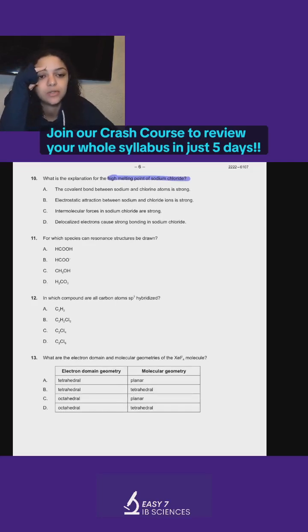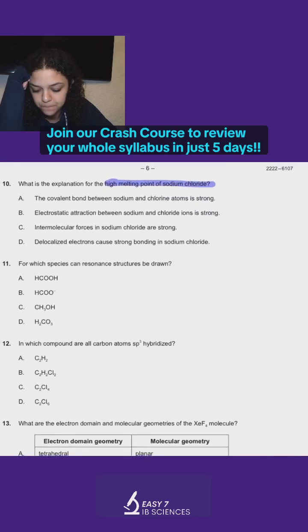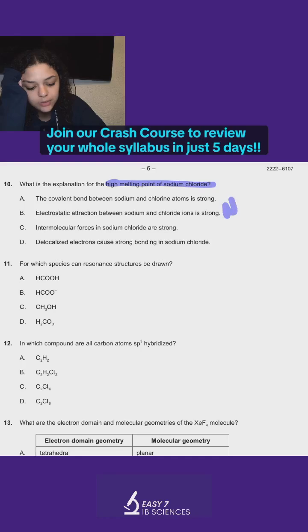This is May 2022 Time Zone 1, paper 1 HL. So sodium chloride has what? Ionic bonding. So I know it's definitely not covalent. I'm going to cross out A. Electrostatic attraction between sodium ions is strong. Okay, that sounds good. Intermolecular forces in sodium chloride ions are strong.